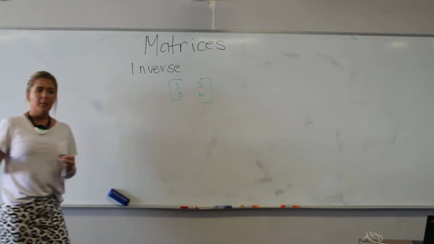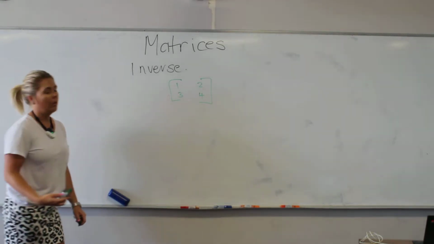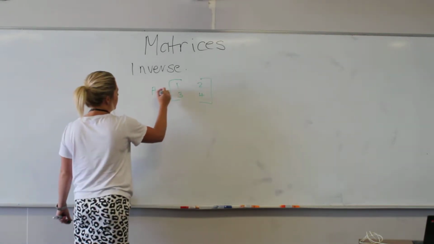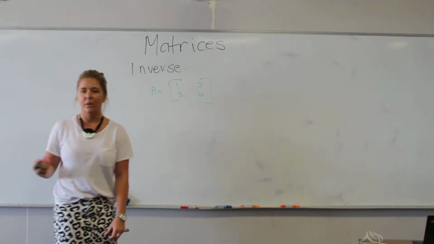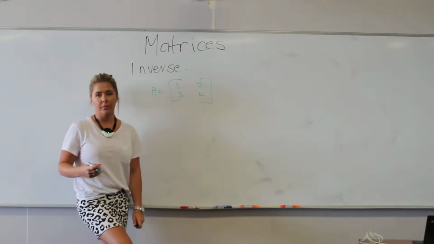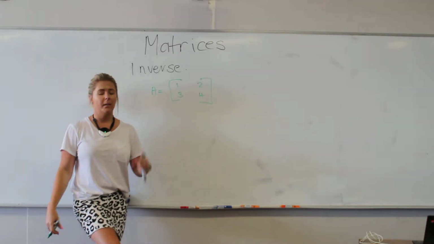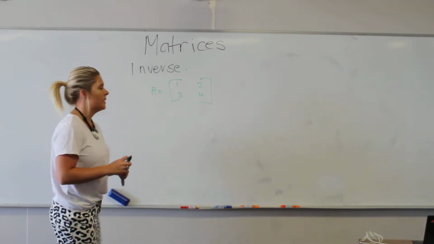We have to be able to find the determinant, alright, so we're going to call this matrix A, and to be able to have an inverse, the determinant can't equal 0. It can equal 1, it can equal negative 100, but it cannot equal 0.